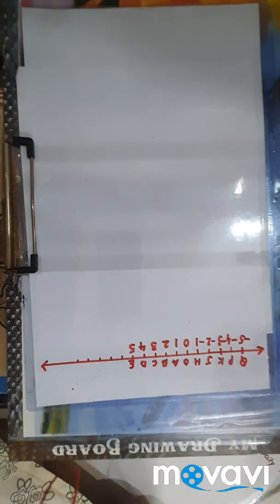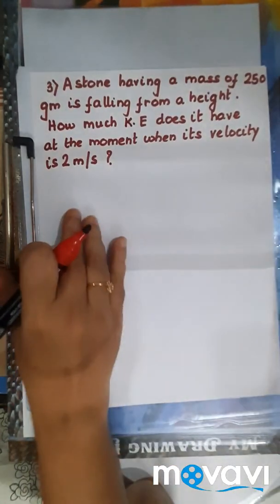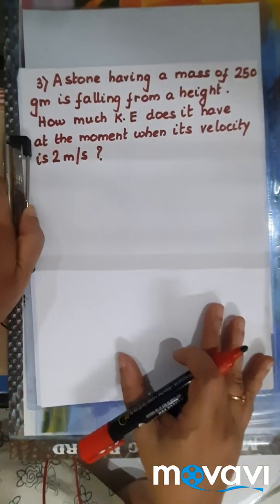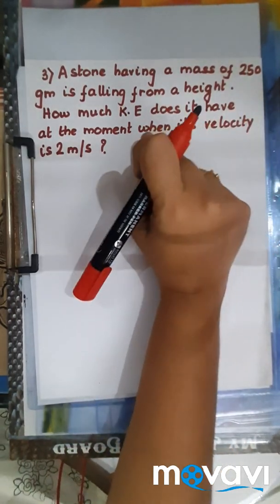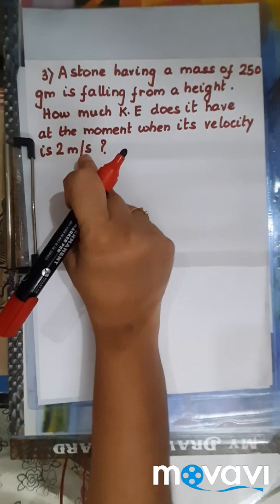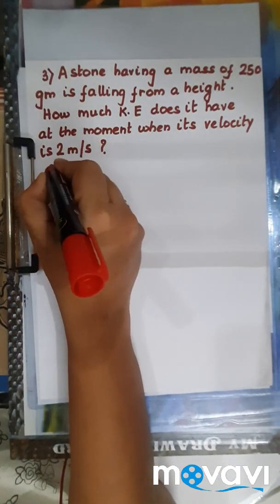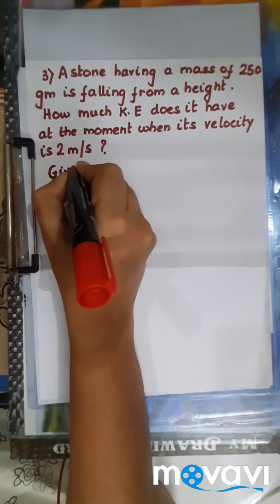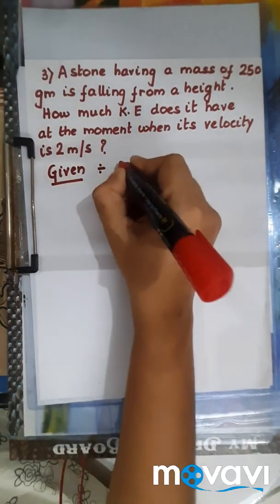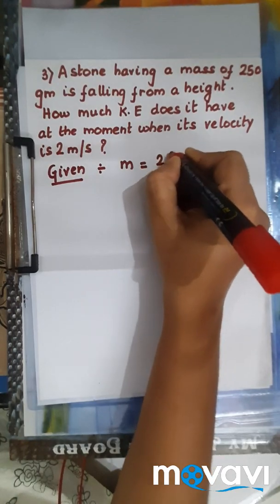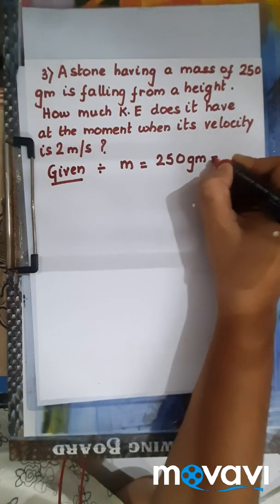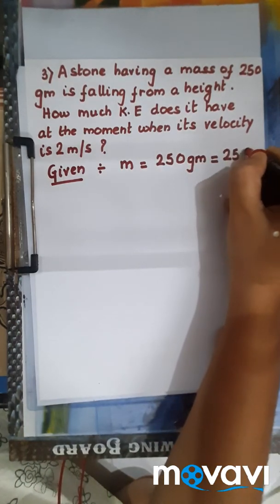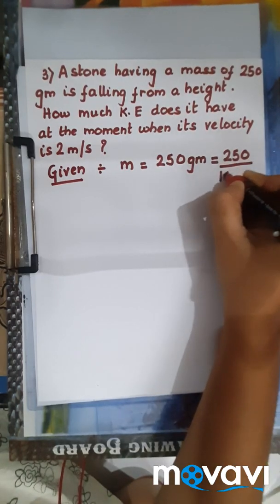Okay, next. A stone having mass 250 grams is falling from a height. How much kinetic energy does it have at the moment when its velocity is 2 meter per second square? So what is given to me? It is given to me that mass is equal to 250 gram. Now this gram I have to convert to kilograms. So I'll do 250 upon 1000.